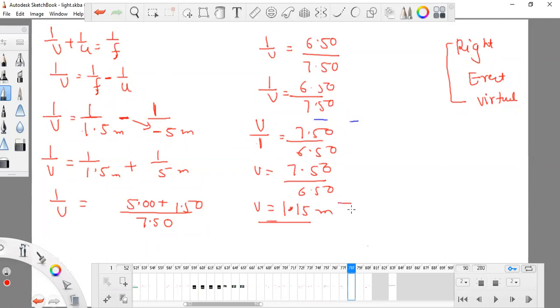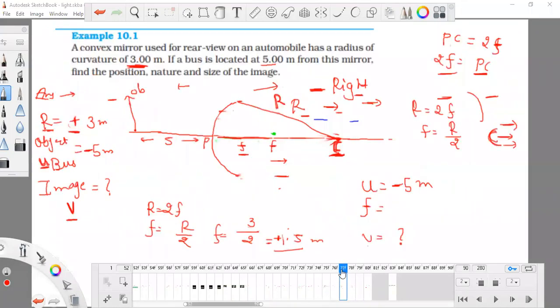Okay, this is my answer. What was v? It was the image. I'm getting my image in a positive manner because there is no sign, so it should be considered positive. So I'm getting my answer in positive. What does that mean? If my answer is positive, I have to place v somewhere here.